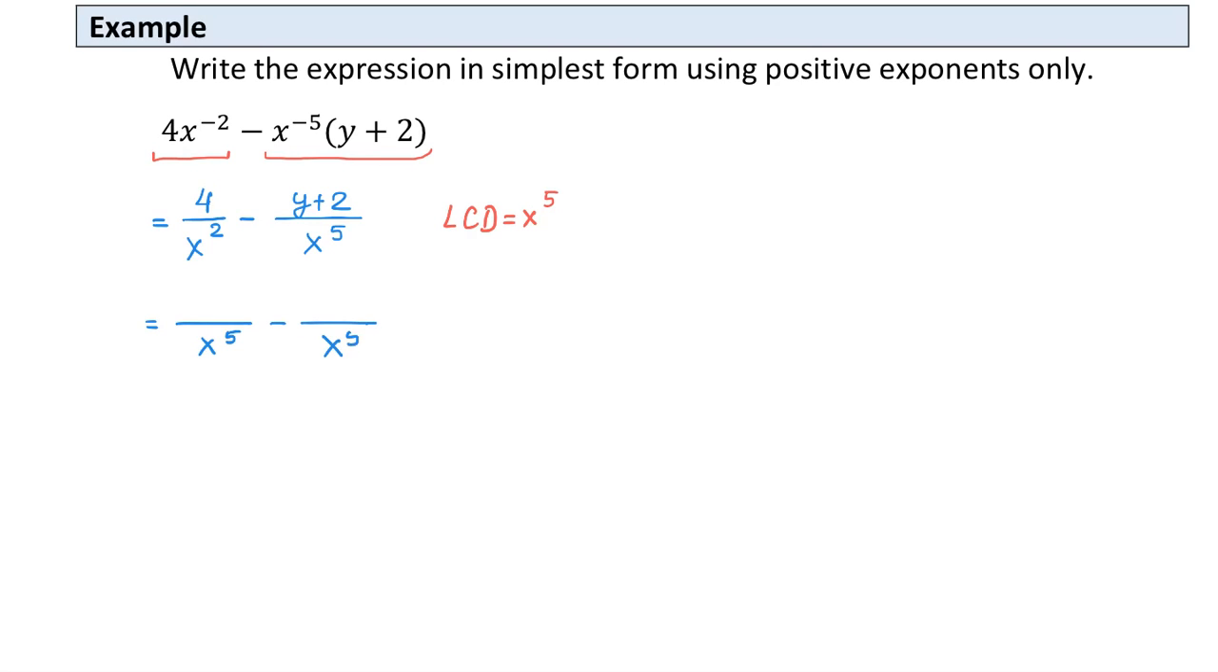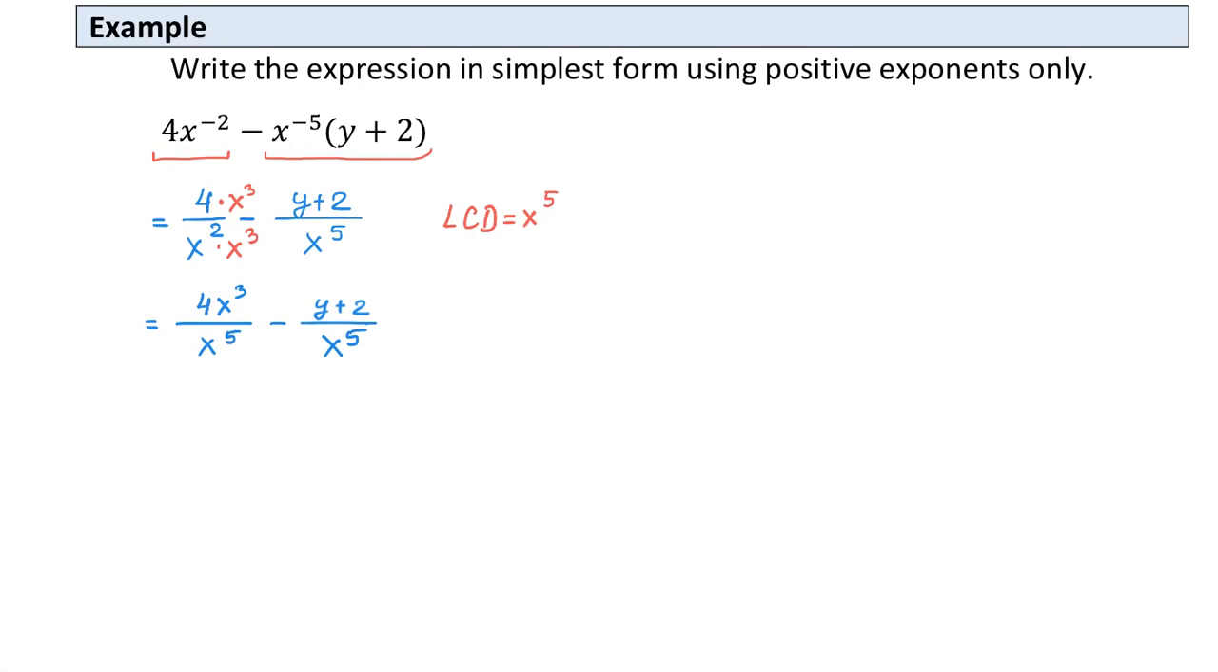The denominator of the first fraction was x to the power of 2, and now it is x to the power of 5. To build up this fraction, we need to multiply the numerator and the denominator by x to the power of 3. So we will have 4 times x to the power of 3 in the numerator, and x squared times x to the power of 3 in the denominator. Then the new numerator will be 4x to the power of 3. In the second fraction, the denominator did not change, therefore the numerator will not change either.